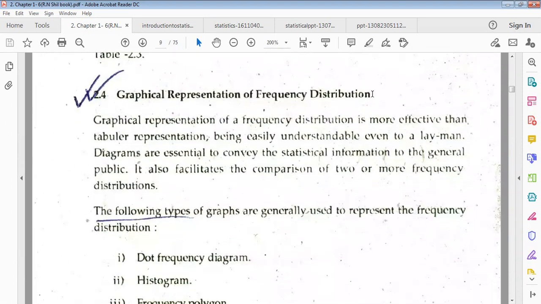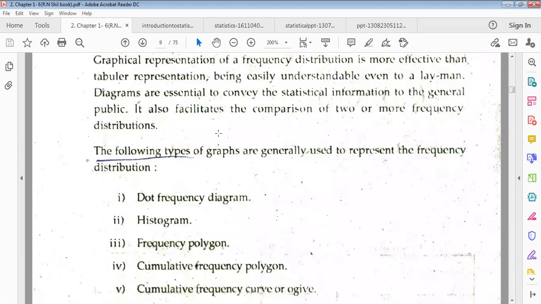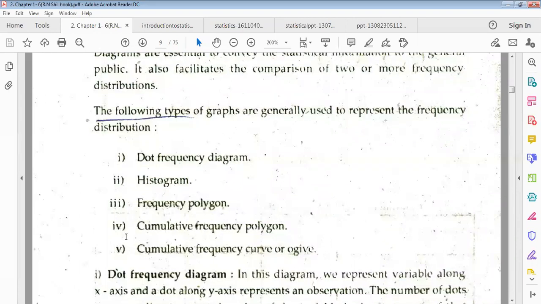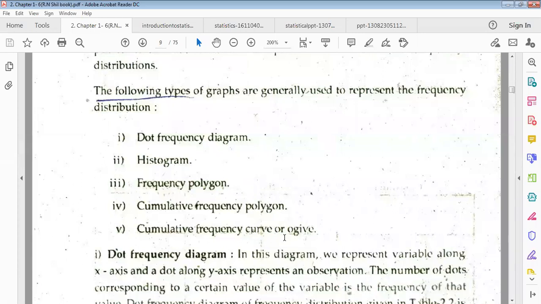Now, graphical representation of frequency distribution. Actually, there are five types of graphical representation: dot frequency diagram, histogram, frequency polygon, cumulative frequency polygon, and cumulative frequency curve or ogive curve. Actually, we see these curves in our cricket tournament, in our cricket match.